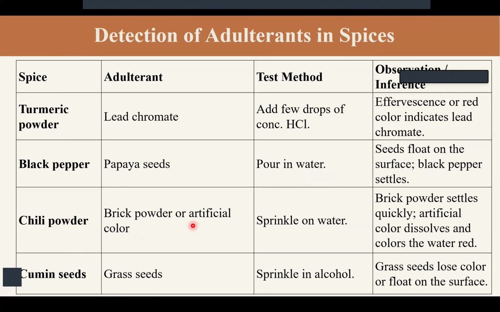Moving to chili powder, nowadays companies are mixing brick powder or artificially colored powder in order to resemble chili powder. We can identify them by sprinkling it on water. The brick powder will settle down, and the artificial color will dissolve. Cumin seeds, the adulterant we're talking about is grass seeds. They can be differentiated by sprinkling on alcohol. The grass seeds will lose their color.